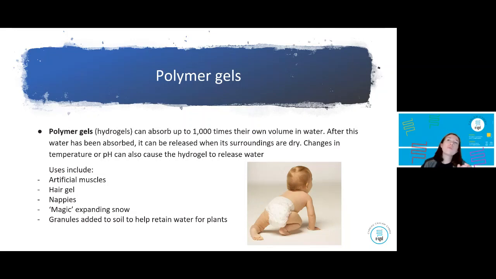Also, granules or little beads, similar to Orbeez, okay, will be added to soil and also added to vases and so on, and that will help retain water for plants, okay. So the water can be released when the surroundings become drier. So again, that's something really effective for keeping your plants hydrated for a period of time.